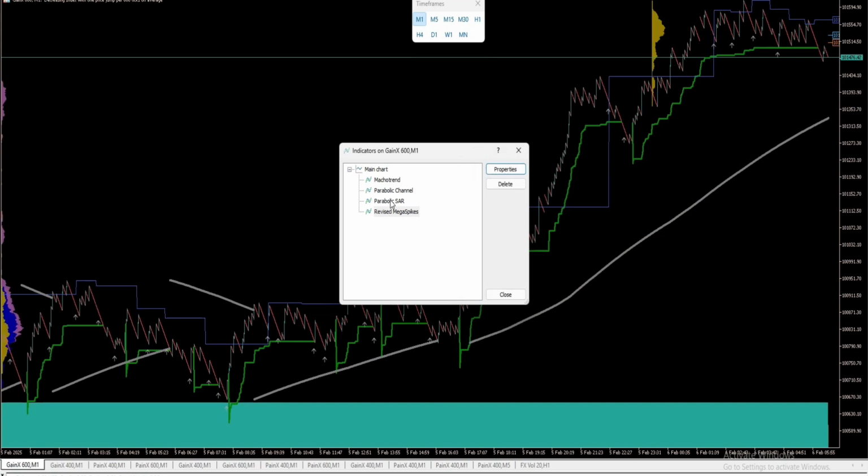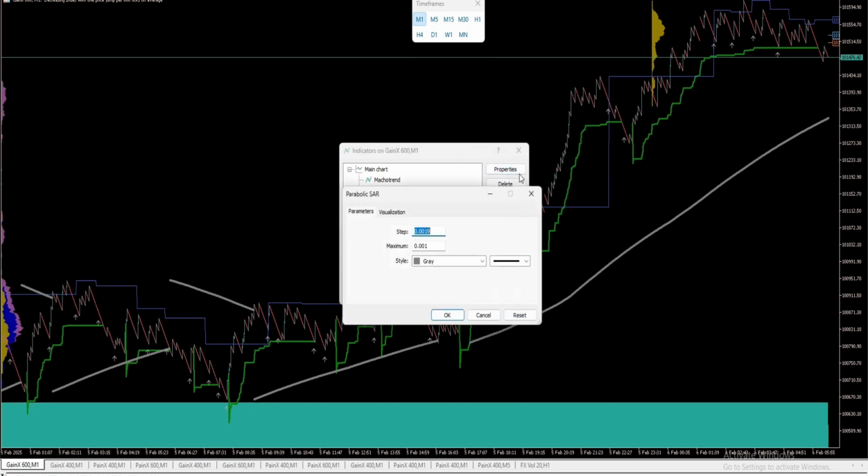And then let's look at parabolic SAR. I like to use parabolic SAR a lot because it helps you to know the direction of the market at any point in time. The style is gray here, so you can see that this is the gray line that you're seeing below the chart. Sometimes when you are trading spikes, you need to make sure that the signals are coming in the direction of the spike market so that you'll be able to catch accurate spikes. And so I like to use this parabolic SAR a lot.